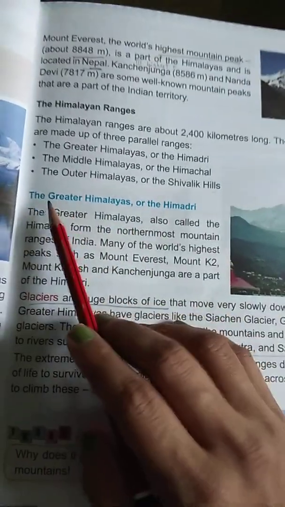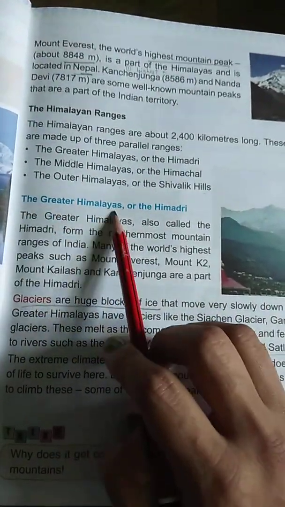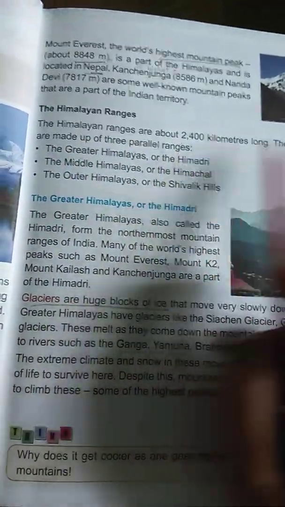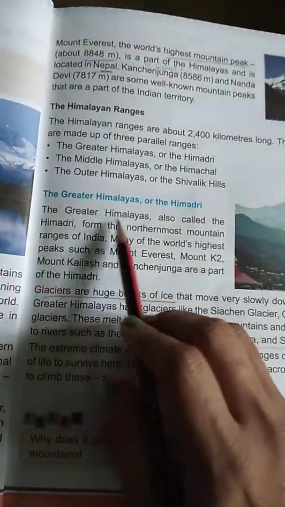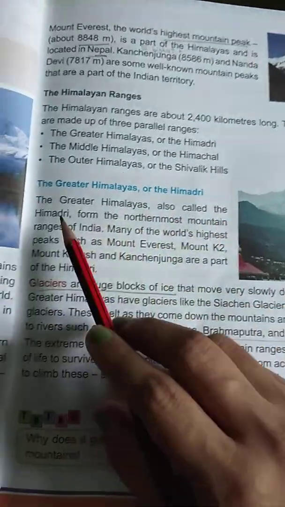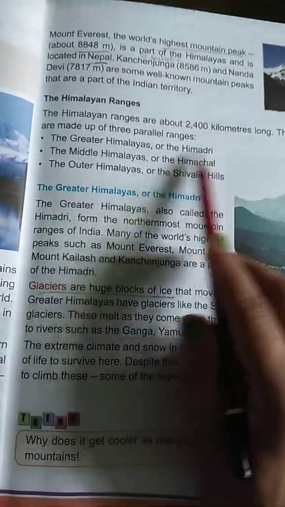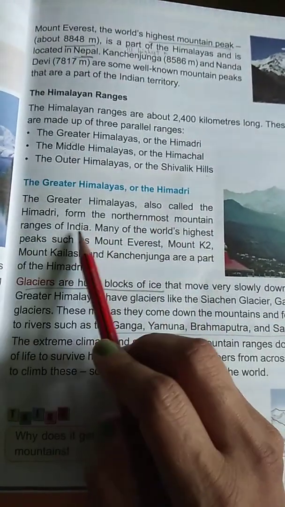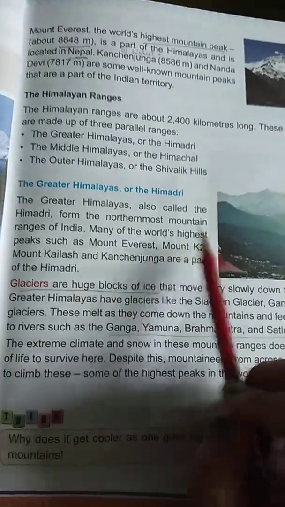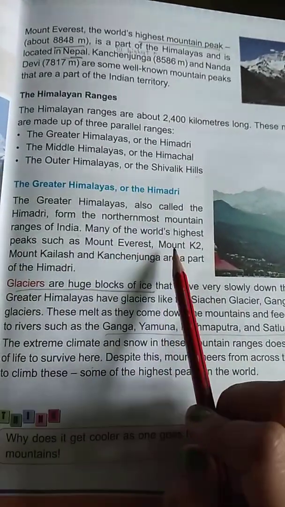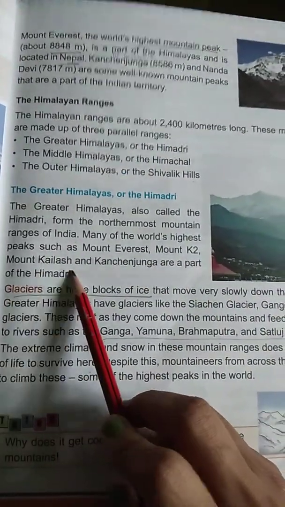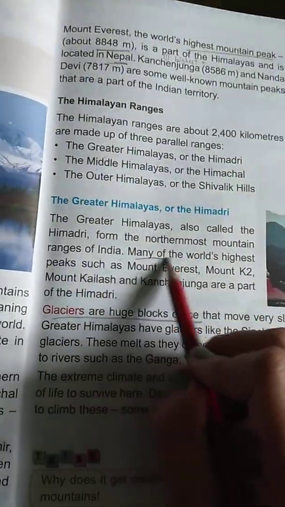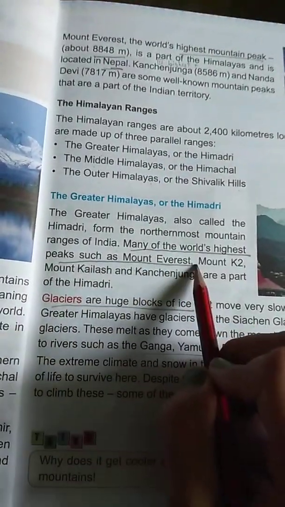Let us learn this in detail. The Greater Himalayas, also called the Himadri, are the northernmost mountain ranges of India. Many of the world's highest peaks such as Mount Everest, Mount K2, Mount Kailash and Kanchenjunga are part of the Himadri. So here we can find many of the world's highest peaks such as Mount Everest.